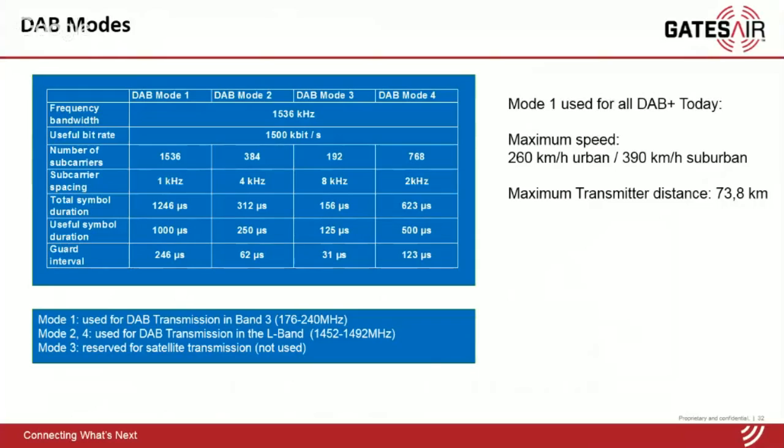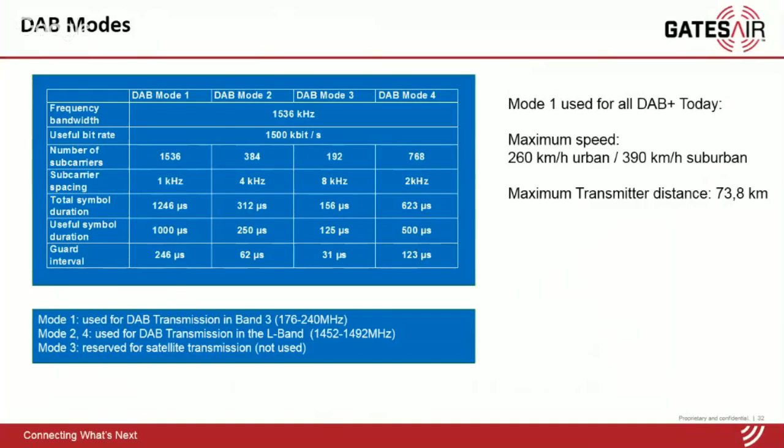And then you have multiple modes that the system can run in. DAB mode 1 is typically used for band 3. All of the DAB plus today is using mode 1. Mode 2 and 4 are for the L band transmissions. So they have varying numbers of subcarriers, guard intervals, varying amounts of robustness.